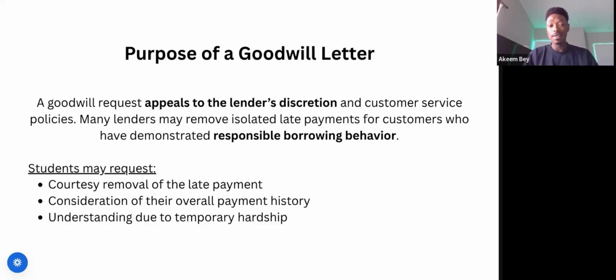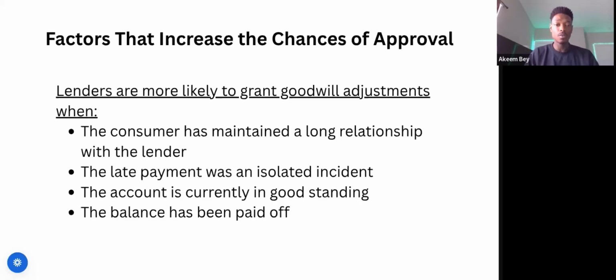So students may request the courtesy removal of the late payment, consideration of their overall payment history, and understanding due to temporary hardship. And that's what you really want to lean with. You don't want to lean with, oh, I forgot. No, you have to explain that you suffered some sort of hardship, like a medical emergency, financial emergency, or something like that.